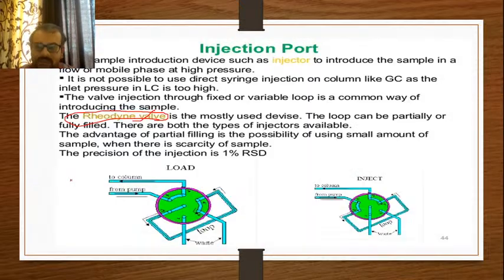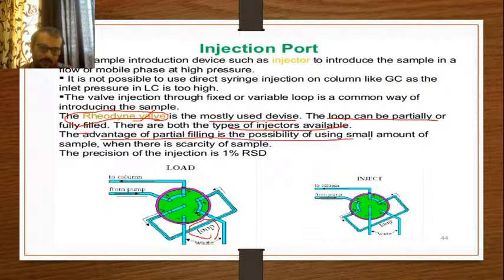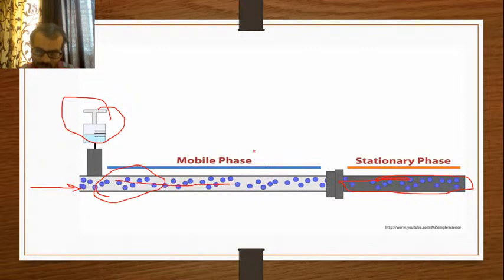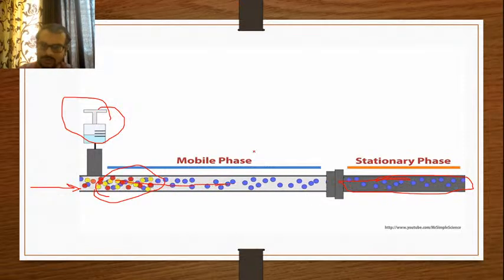And how do this loop valve system or Rheodyne valves generally work? The Rheodyne valve system uses a device, more specifically the loop, which can be partially or fully filled. How this loop looks, how they are filled, we will have a very important image for this. Okay, so both types of injectors are available. The advantage of partial filling is the possibility of using a small amount of sample where there is scarcity. If you have a small amount of sample with you, you can easily introduce it. Okay, this is how the introduction helps you carry the sample inside the mobile phase and from the mobile phase to the stationary phase.